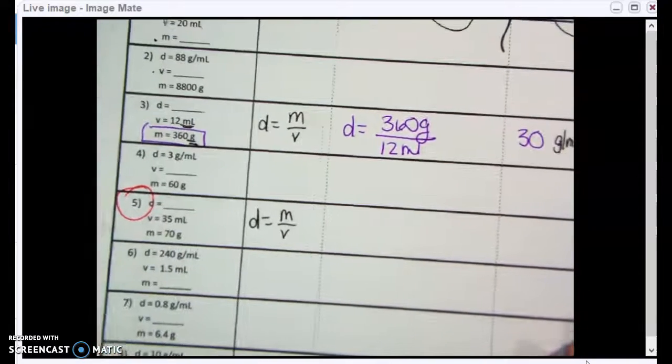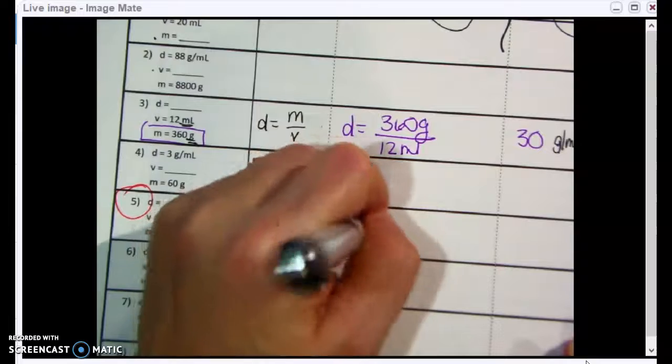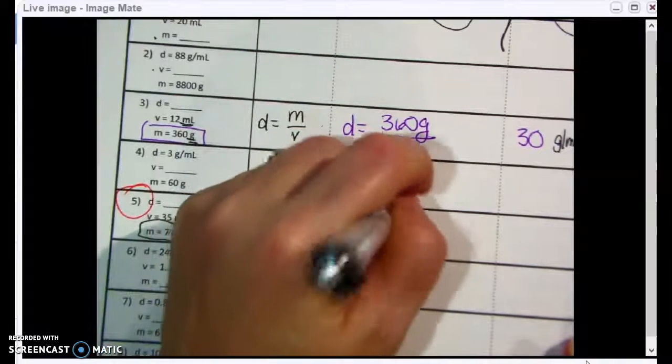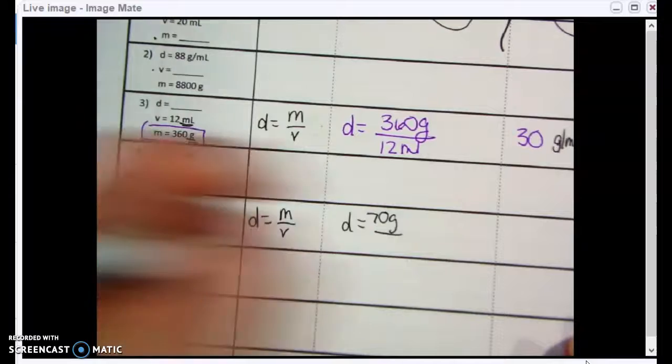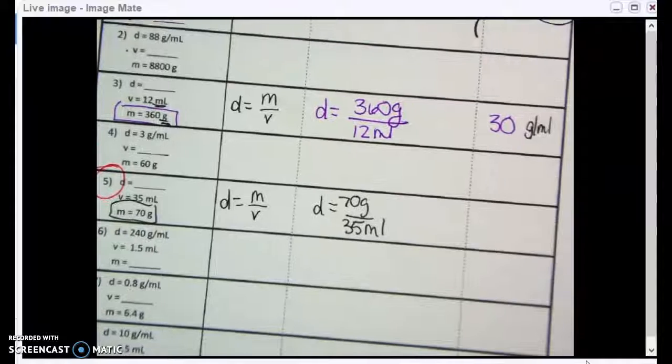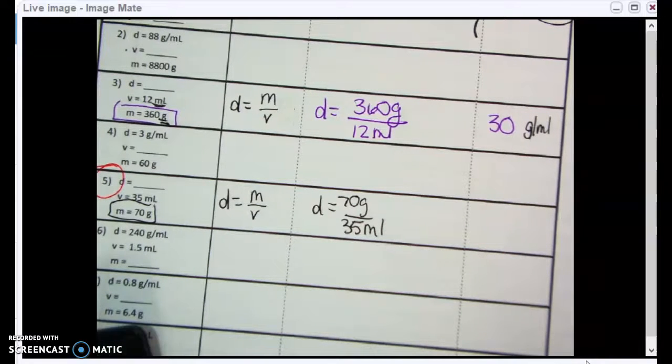So we're going to put in the mass, which is this number, over the volume, which is this number. Okay? And when you divide that, it should be 2, if I remember correctly. 70 divided by 35 equals 2.